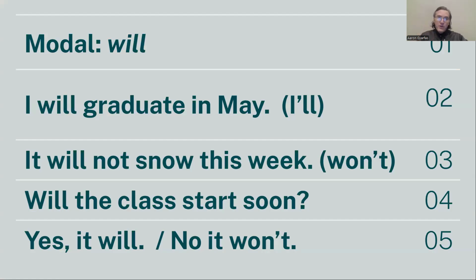The one you're probably familiar with the most is the modal will. I will graduate in May, or contracted, I'll graduate in May. It will not snow this week. Contracted, won't. It won't snow this week. For questions, the modal will moves to the front of the sentence. Will the class start soon? Short answer, yes, it will. No, it won't. Will not, won't.